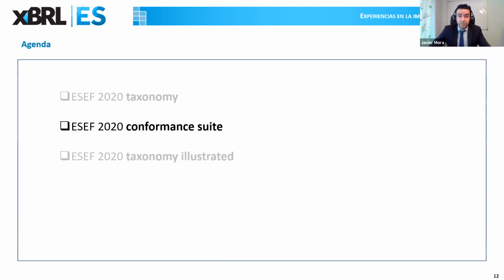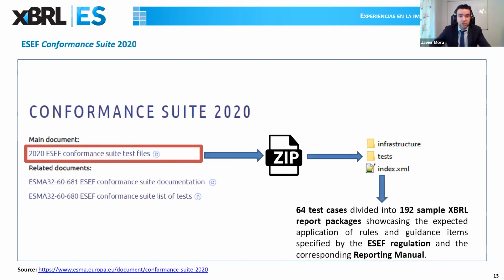And then what was released on the 7th of December was the conformance suite. Okay, the conformance suite also has three different deliverables. The first one is the test files. The test file is a zip file. If you download it, you will see three different folders: the infrastructure folder, the test folder, and the index folder. Together they contain 64 test cases that are divided into 192 sample XBRL report packages. All of these 64 test cases represent some rule or some guidance in the SF regulation and also in the reporting manual.